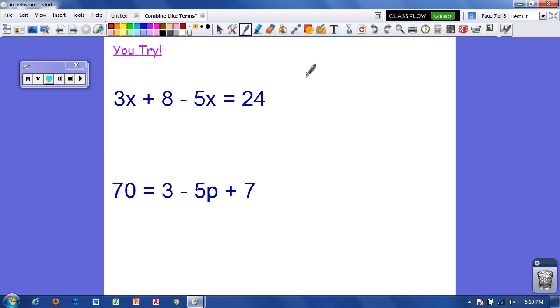All right, now it's time for you to try. Make sure you identify your like terms, combine them, use inverse operations to isolate the variable, and make sure that you go back and check your answers. Make sure you've written down everything that I wrote down, and make sure you've completed the U-Try so that you can get full credit on your notes.